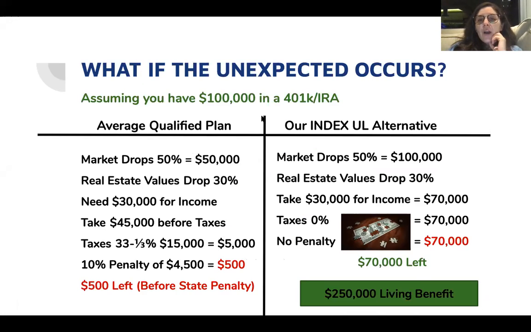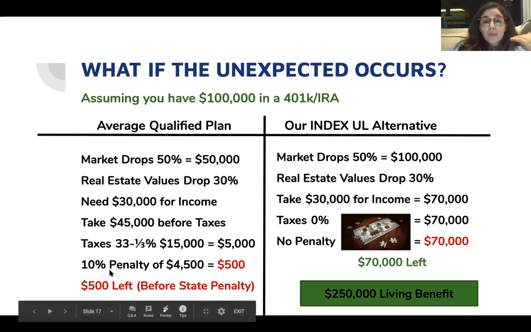So what if the unexpected occurs? Assuming we have $100,000 in an IRA, an average qualified plan, and the market drops 50% in an unexpected incident. So we have $50,000. Real estate value drops 30%. You need $30,000 for income. Take $45,000 before taxes. Taxes are 33 and a third percent. That's $15,000. Then a 10% penalty of $4,500. You have $500 left before state penalty. Imagine that.